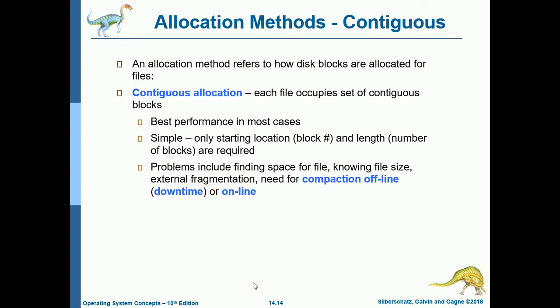And then problems include finding space for the file. What if, for example, the file exceeds the free space blocks that are needed? And then also knowing the file size, and it also has external fragmentation. External fragmentation I've already discussed in the previous chapters. And then contiguous allocation needs compaction, offline if the computer is down, or online. An example of compaction is defragmentation in the case of disk drives.